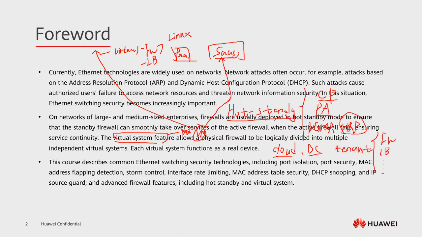You should know that for Linux, it can be a virtual machine. So it is one way to achieve this. And another way is what? Another way is we can use the physical device to generate different logical devices. How to do this? It is virtual systems. It is the terminology that we use.